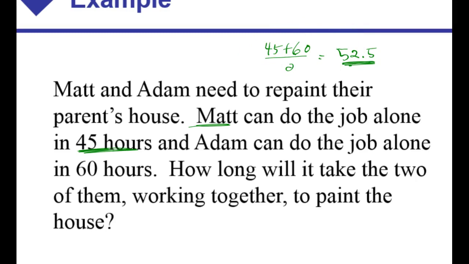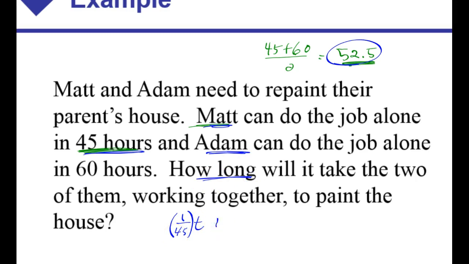Instead, assuming that Adam is being helpful and he's not hurting Matt's chances of getting the job done, let's talk about Matt's rate of work per hour. So if it takes him 45 hours to complete the job, after 1 hour, he has 1/45 of the job done. And so we'll multiply that by t because we don't know how long he needs to be working at that rate. But this is his rate of work. And so t is how long he needs to be working at that rate.